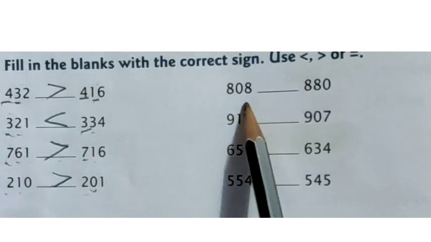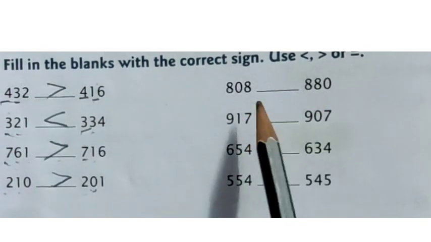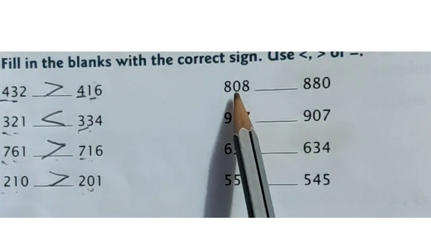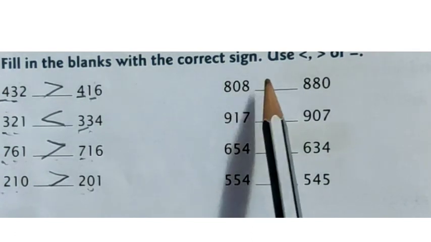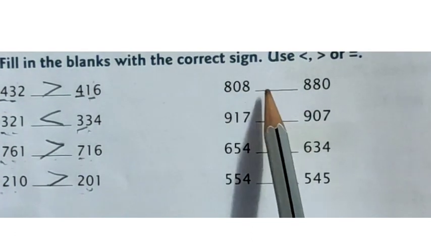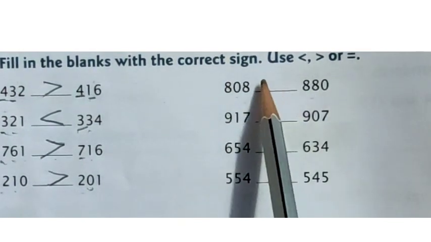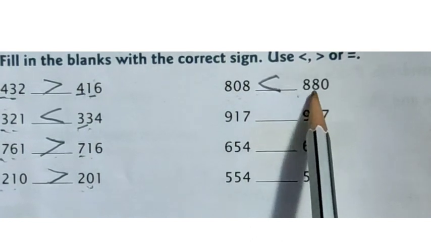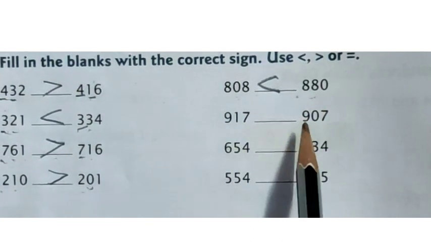Next is 808 and 880. Both are 8 in the hundreds place. So move to the tens place. It is 0 and here it is 8. So 0 is less than 8. Less than symbol. 808 is less than 880.